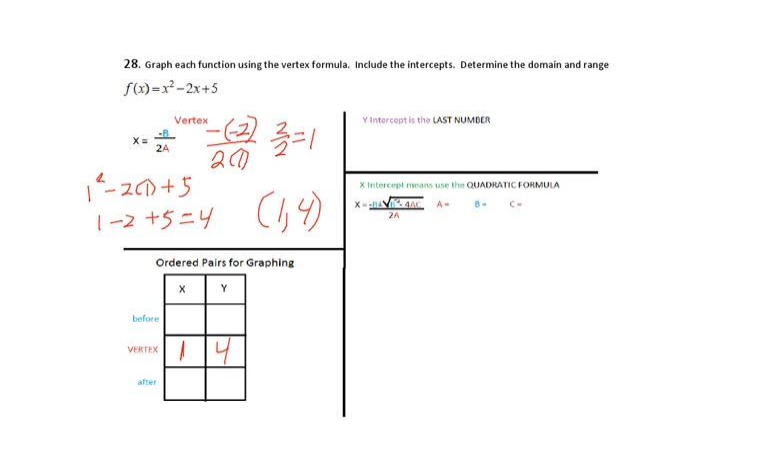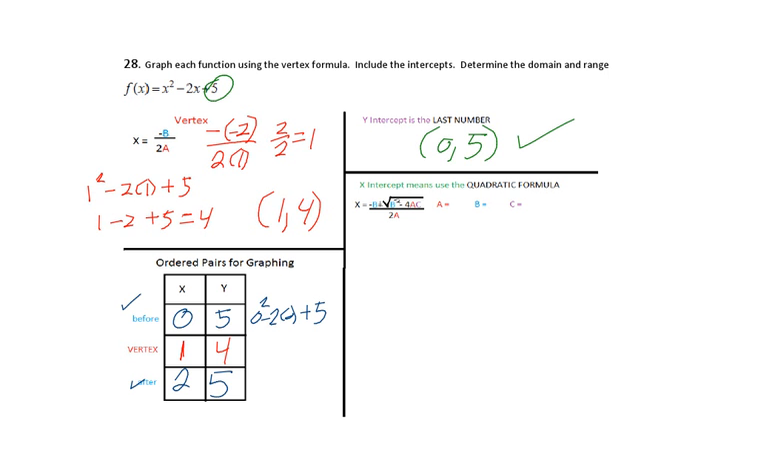All right, before and after, so I'm thinking 0 and 2. If I plug in 0, I get 0 squared minus 2 times 0 plus 5, which is 5. And like I said, before and after y will always be the same. They have to be for quadratics. So it's 5. All right, the y-intercept is the last number, and the last number is 5, so the y-intercept must be (0, 5).